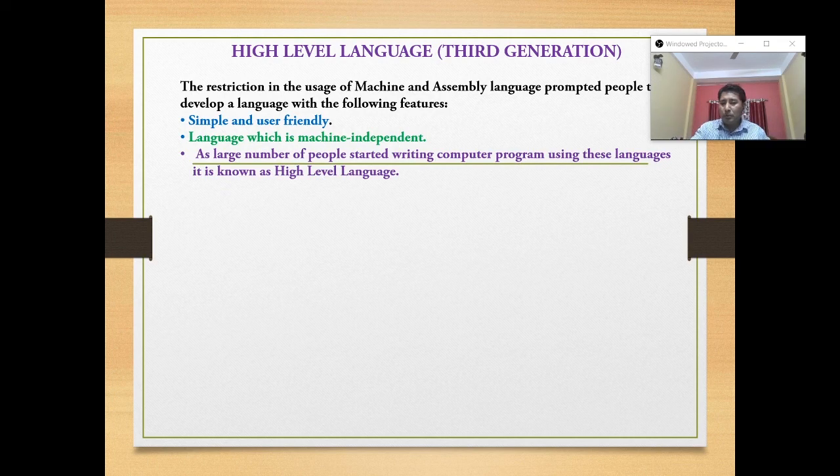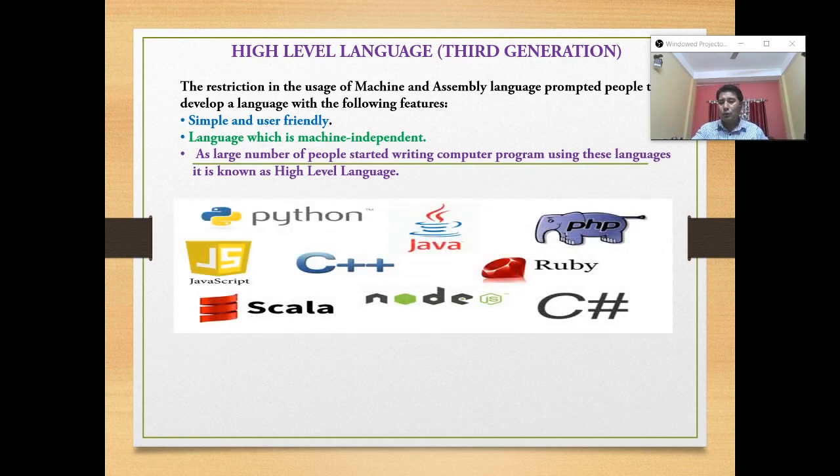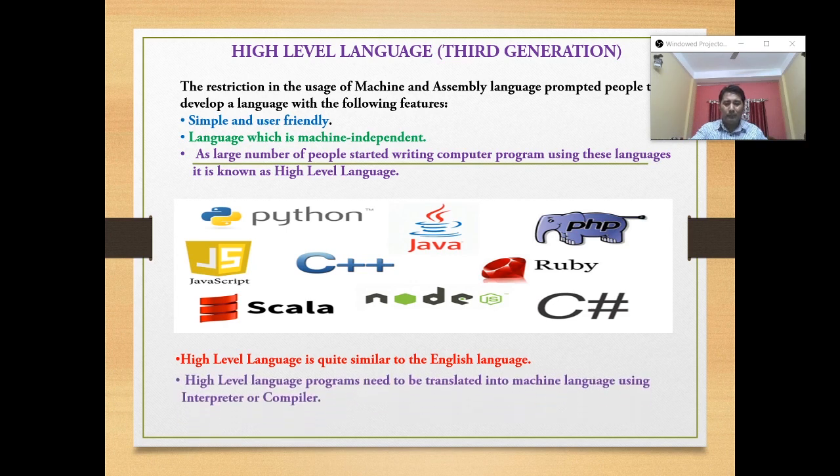As a large number of people started writing computer programs using this language, it is known as a high level language. Here are some examples of high level languages, like Python, Java, C++, C#. We use all these programming languages to write the code for applications, or to develop an application. Now, high level language is quite similar to the English language, so it is easier for the programmer to write the program in a high level language.